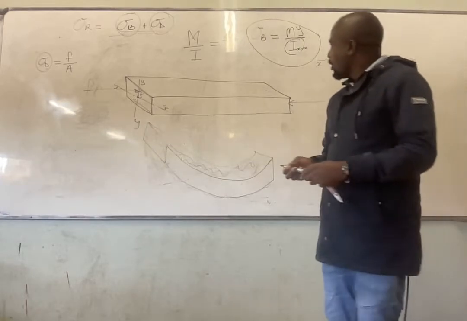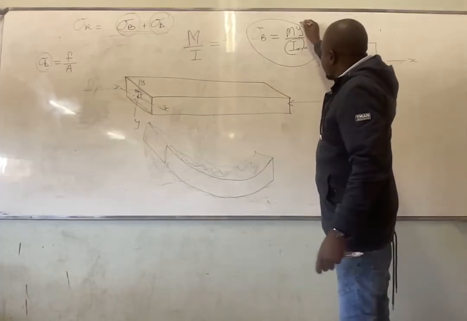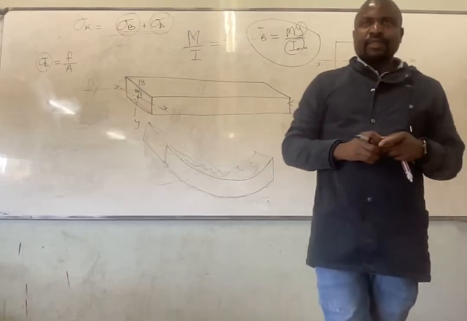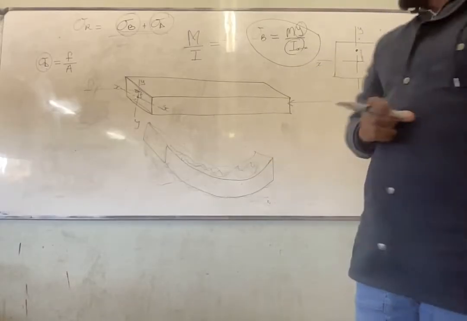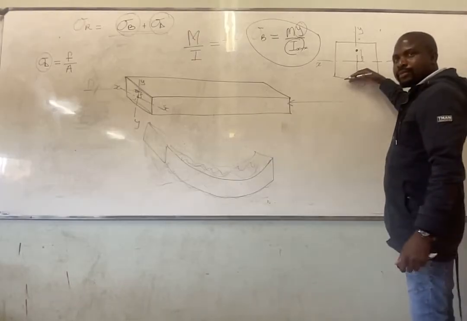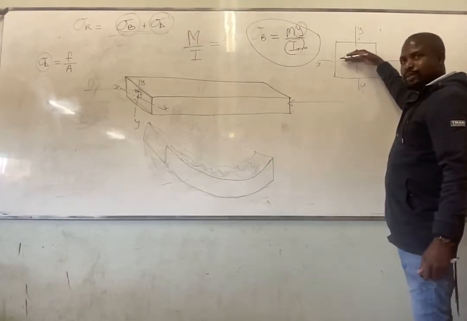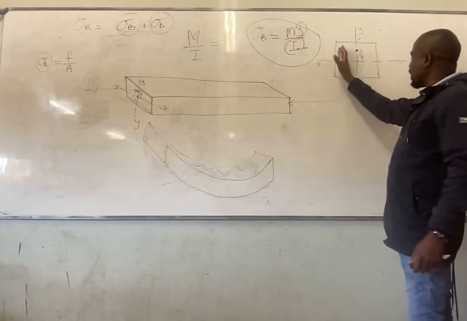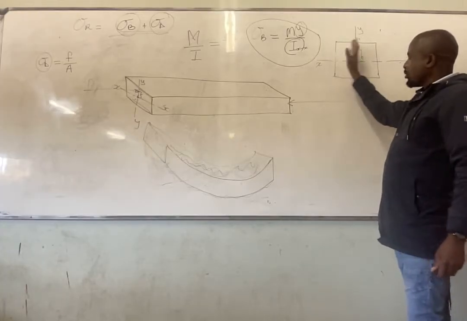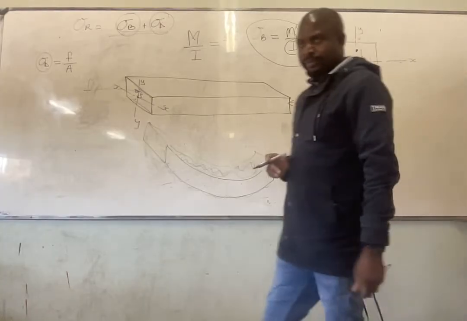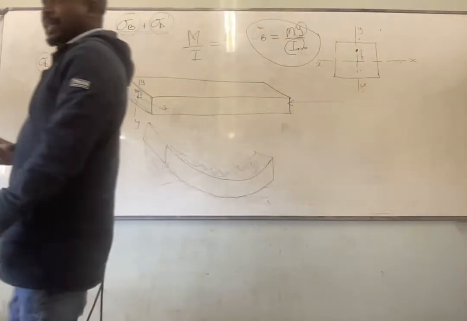So okay, what does this y stand for? It will be the distance from the extreme fibre to the centroid, depending on which I you are using. If you are using Iyy, that will be the distance from your centroid. You get that part?